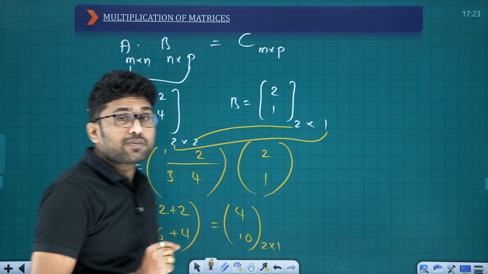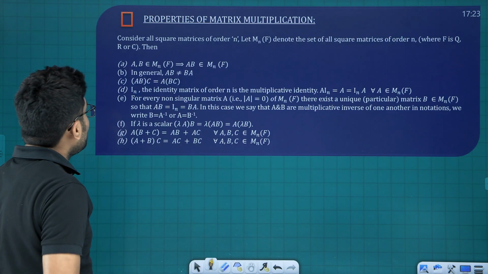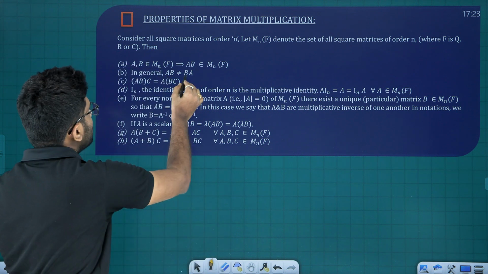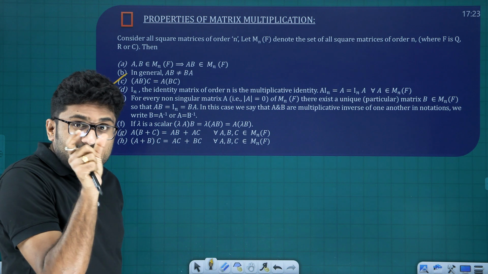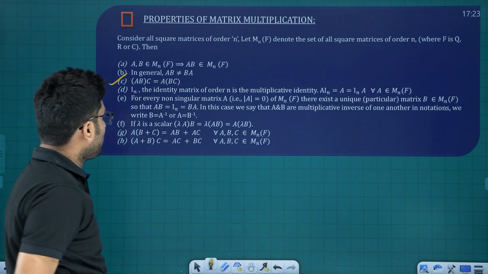Next, matrix multiplication is not commutative, friends. That is, A into B may or may not be equal to BA. In general, AB is not equal to BA. It is associative: AB of C, in the same order. It should be in the same order, friends. AB of C is equal to A of BC.